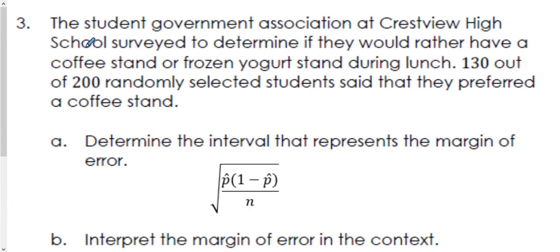All right, so here's an example. The Student Government Association at Crestview High School surveyed to determine if they would rather have a coffee stand or a frozen yogurt stand during lunch. 130 out of the 200 randomly selected students said that they preferred a coffee stand. So it says determine the interval that represents the margin of error.